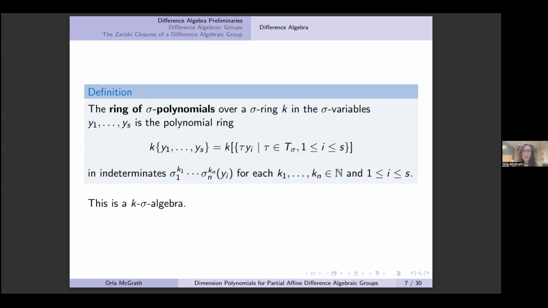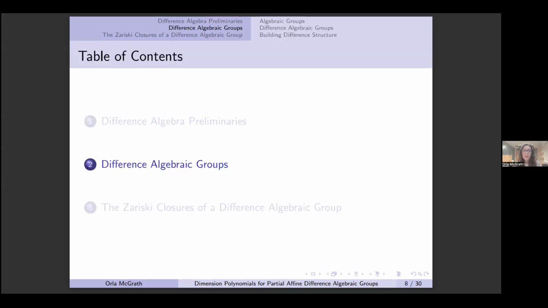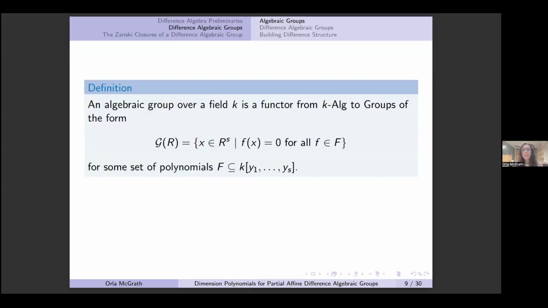So we will now have everything that we need from difference algebra. In particular, difference ideals, difference algebras, and difference polynomials are going to be the main tools that we're going to be using. So we're ready to move on to difference algebraic geometry. I'll start off by just giving a review of an algebraic group before we describe the difference analog to this. Some people might consider this to be the functorial approach to algebraic groups and affine schemes.